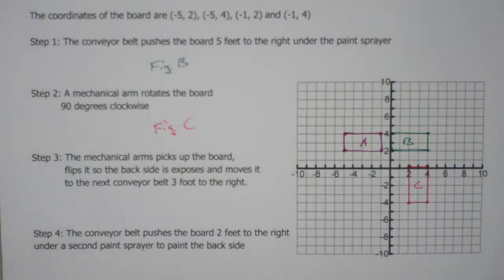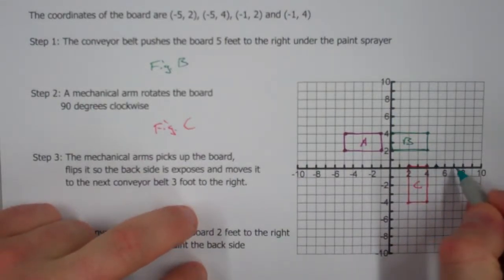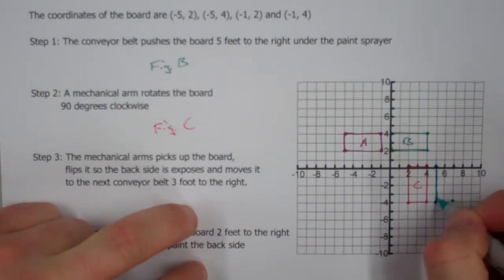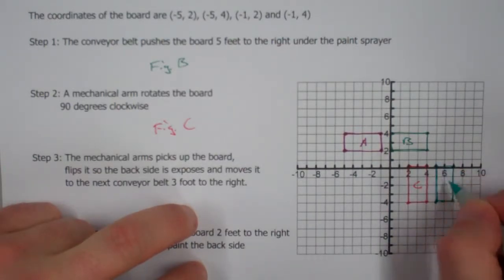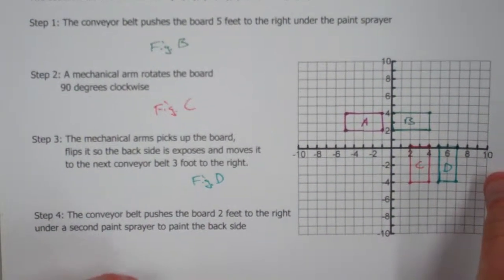Now the mechanical arm picks the board up, flips it so the backside is exposed, and moves it to the conveyor belt 3 feet to the right. If it flips it in the same spot, then we don't have to reflect anything, but we're going to move it to the conveyor belt 3 feet to the right. So 3 feet to the right would be here, here, and here. We'll label that figure D, and we'll move this up so you can see it a little better.